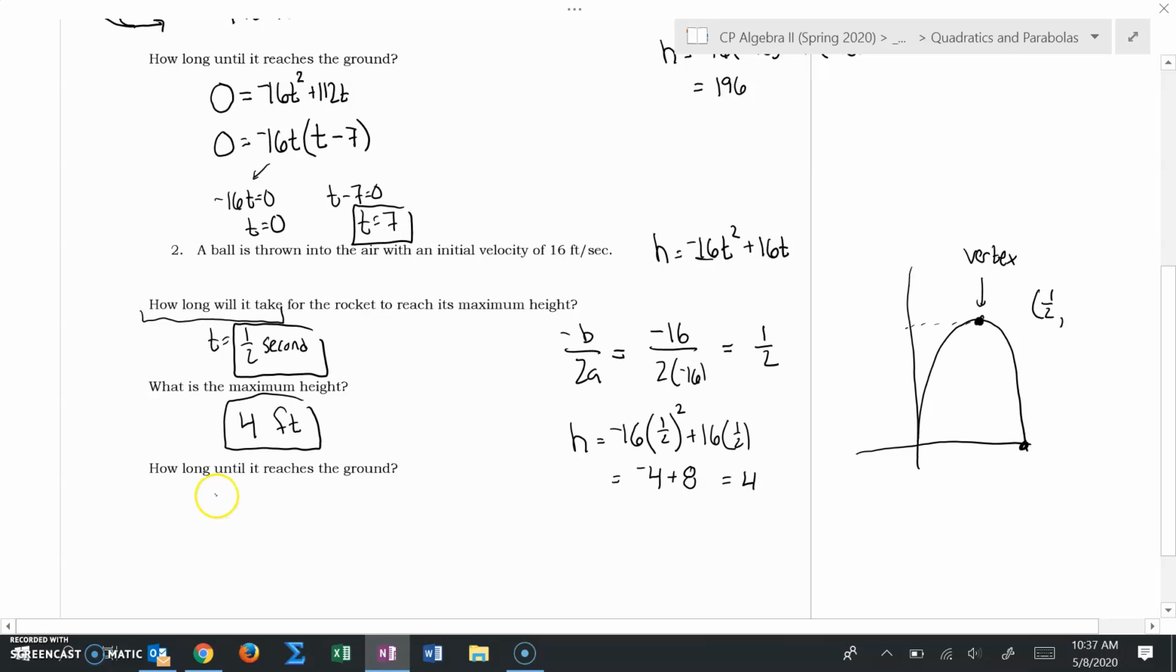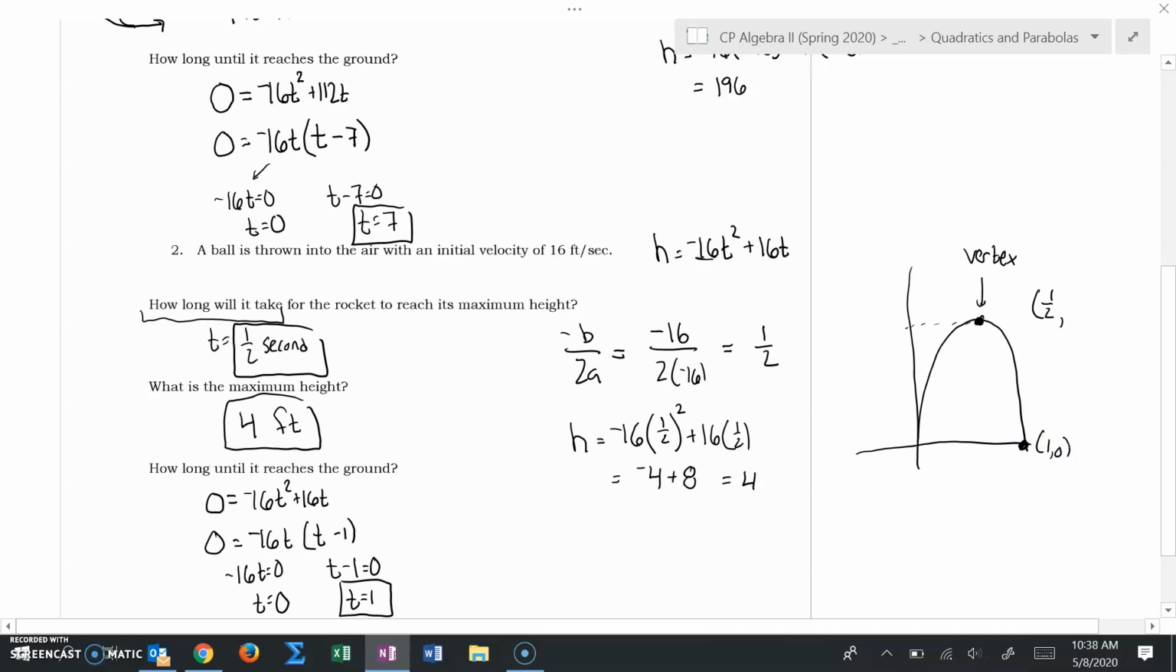And how long until it reaches the ground? Again, that's just our x-intercept. So we're going to set the height equal to 0 and solve. Again, we can factor out a negative 16t as GCF. We'll get t equals 0, which again, we know in this situation that starts on the ground, or we get t equals 1, is how long until it reaches the ground.